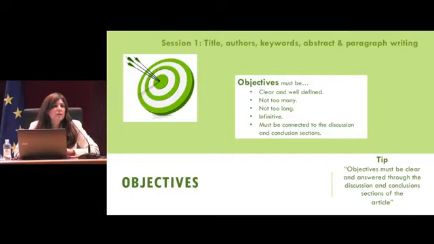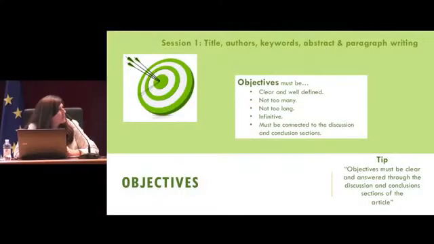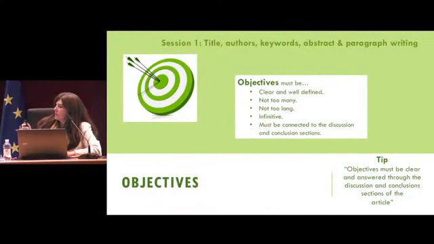If in the introduction I say the objective of this paper is blah, blah, blah, when reaching the end, in the conclusion section, I have to go back to this objective and say, according to this, blah, blah, blah, those people said that, but my final research is this one. So again, the circle. We start at the beginning, we go back, and then we complete the circle. My tip here: objectives might be clear and answered through the discussion and conclusion sections of the article. Well, what I have said just a minute ago.